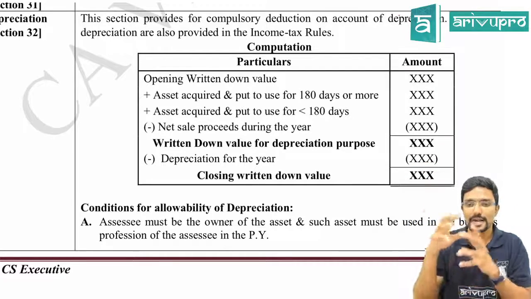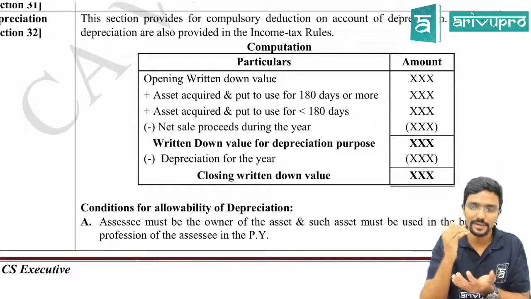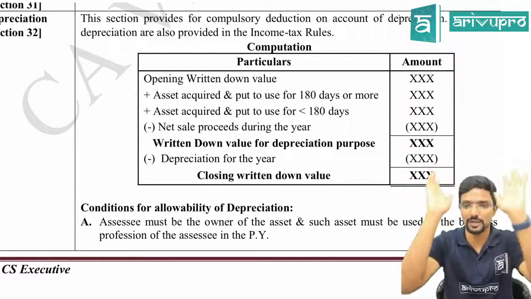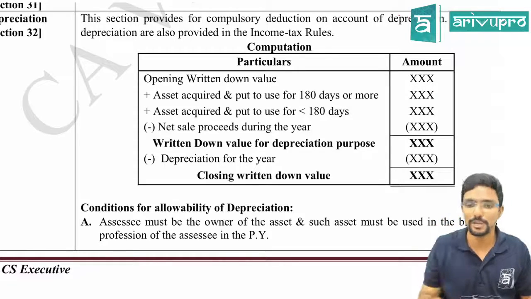Agree? So assume there are 100 assets whose class is the same, of the same nature, and their depreciation rate is also the same. In that case, we will put all these 100 assets together and make one block, and we will give a name for that block. And depreciation can be claimed on a block basis.